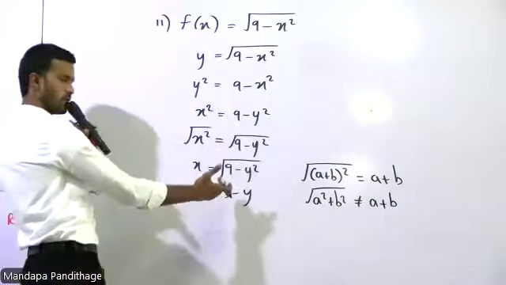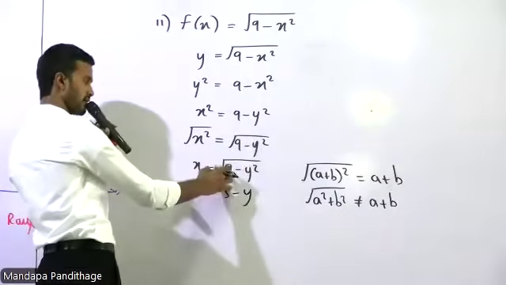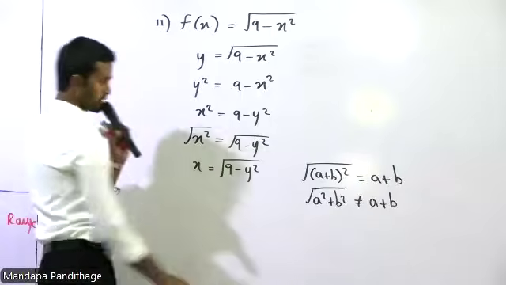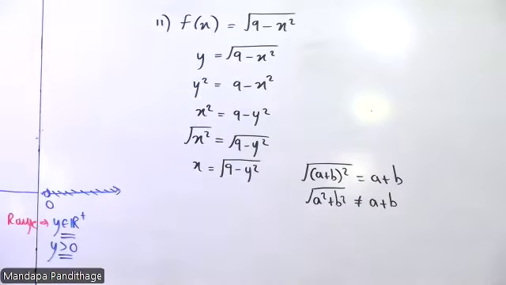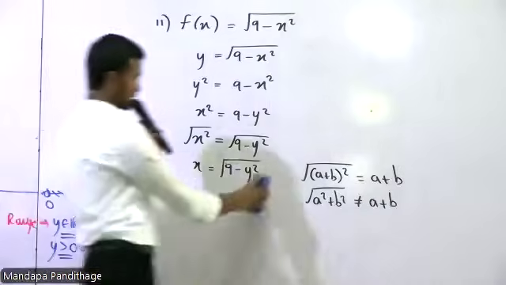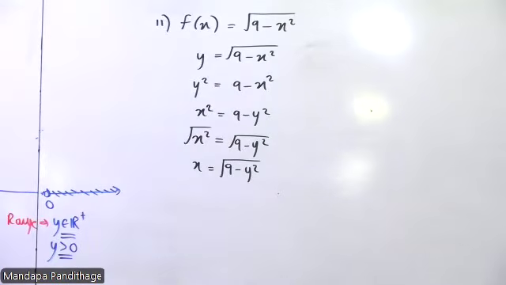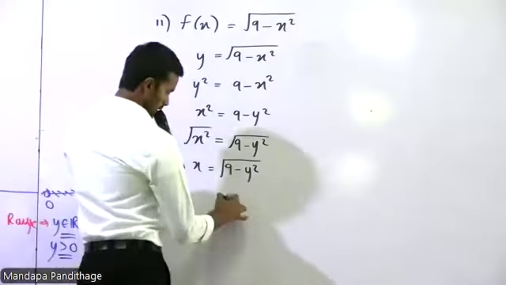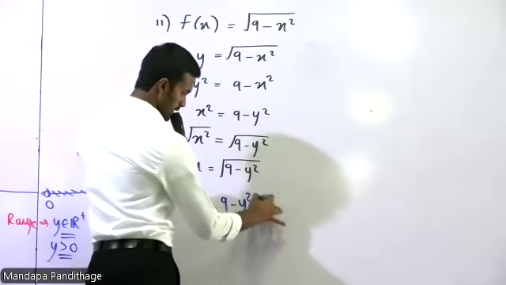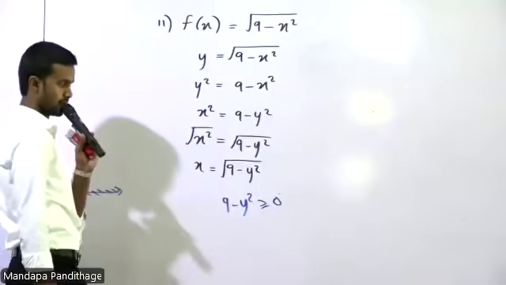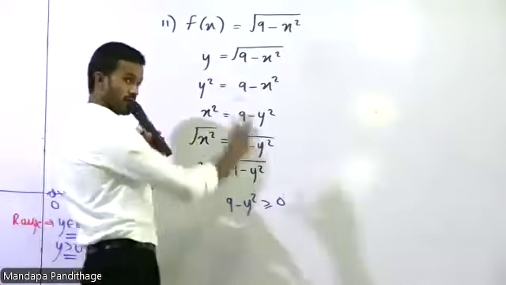Even though I don't ask, some students might write 9 as 3 and y squared as y. That is wrong. You can't write it that way. So we have a square root function. When we have a square root function, what is inside the square root should be positive. 9 minus y squared should be greater than or equal to 0. So don't make the mistake that you made last week.